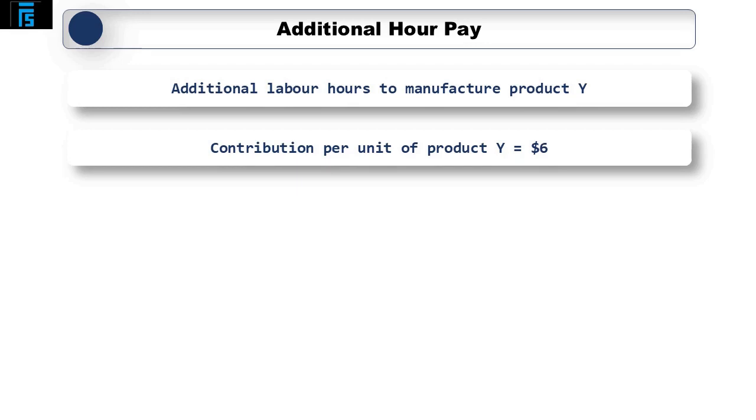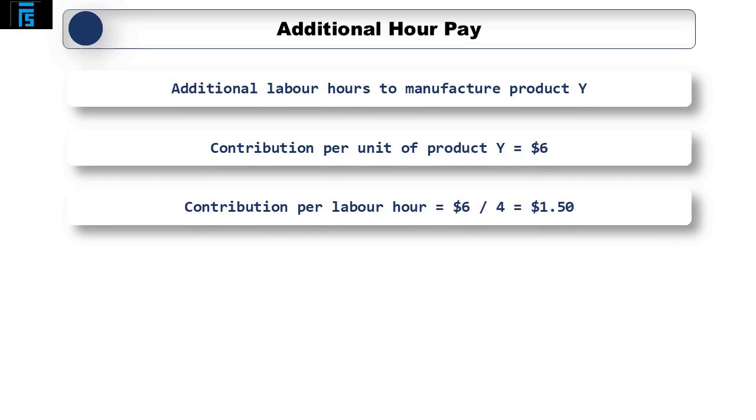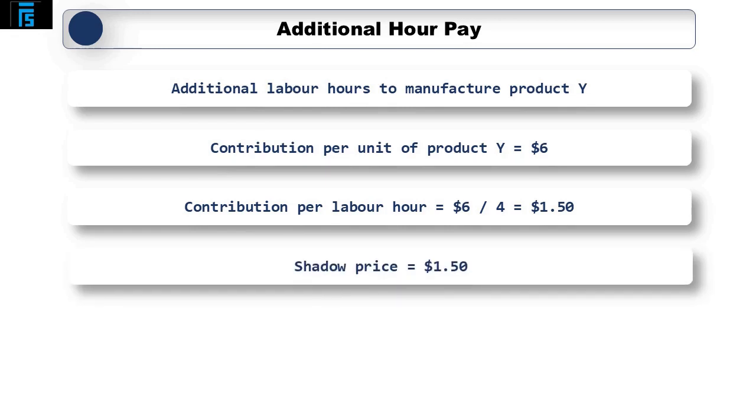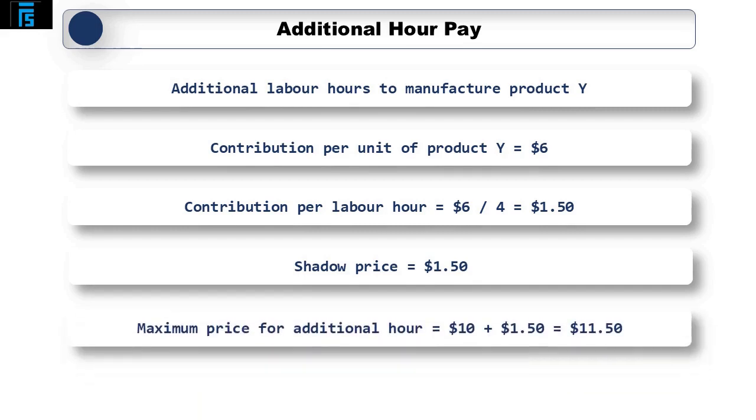The contribution that would be earned per additional unit of product Y is $6. Therefore, the additional contribution per direct labor hour would be $6 divided by 4 hours, which would equal $1.50. This is the shadow price, the maximum extra that the company would be prepared to pay for an additional hour of labor. Therefore, the maximum price that the company would be willing to pay for each additional hour would be $10, which is what they pay for a normal direct labor hour, plus the shadow price of $1.50, which equals $11.50.